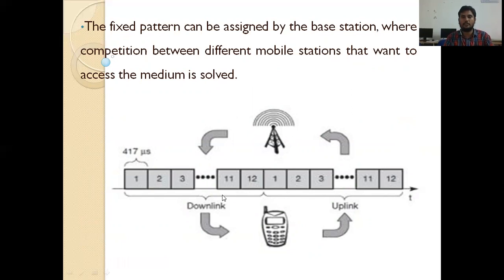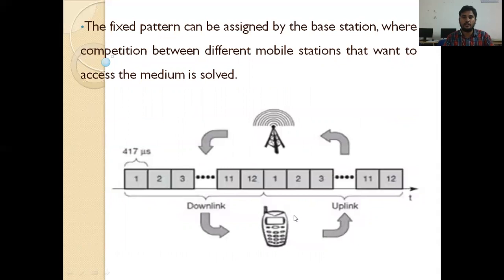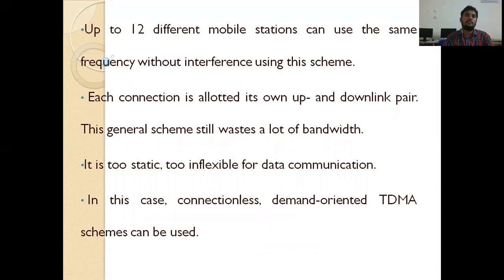In these 12 slots, some slots are for downlink, whereas the mobile station uses different slots out of the 12 for the uplink. So some slots are for uplink and some slots for the downlink. Here the time is divided. Uplink and downlink are separated in time. So up to 12 different mobile stations can use the same frequency without interference using this scheme. Each connection is allocated its own up and downlink pair.